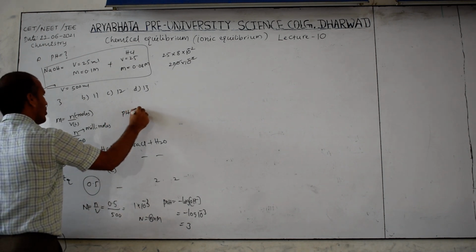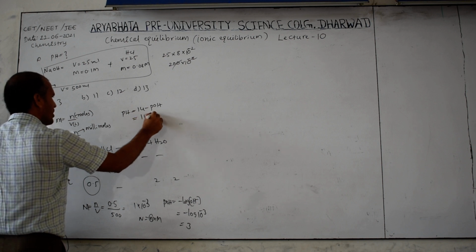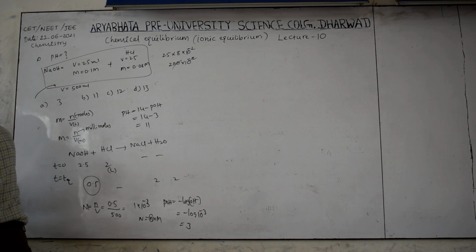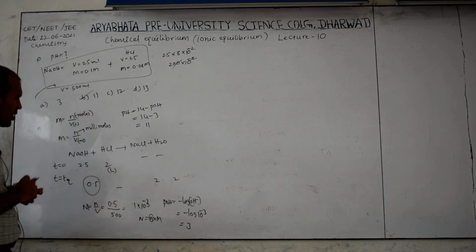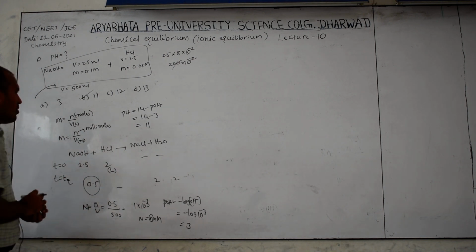pH is equal to 14 minus pOH, that is 14 minus 3, that is how much? 11. The option given for this reaction is 11, that is answer B. Okay, like this we have to calculate. If you are not understanding like this, I will give one more way also.